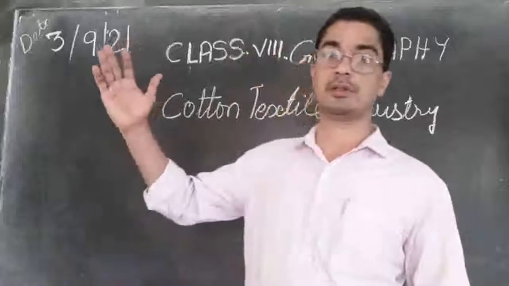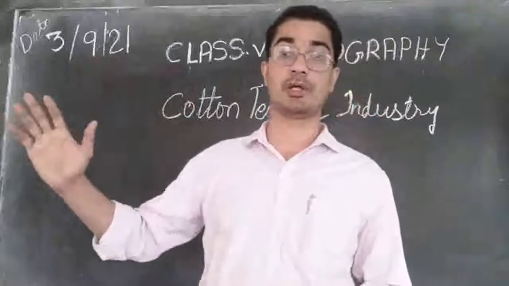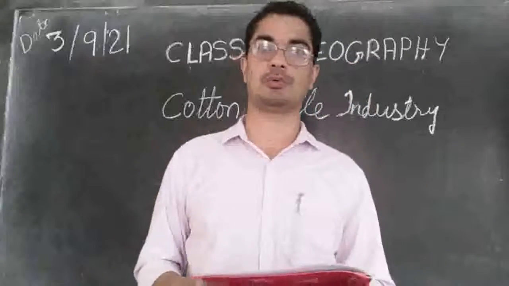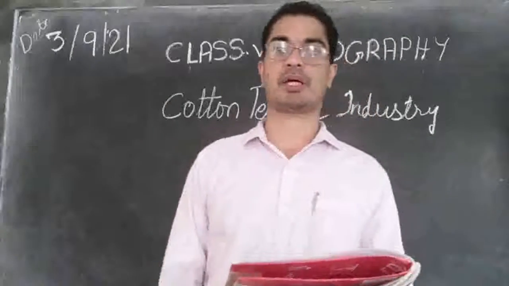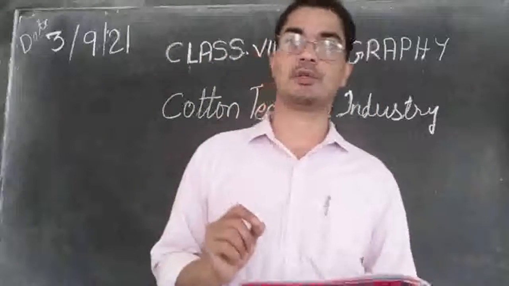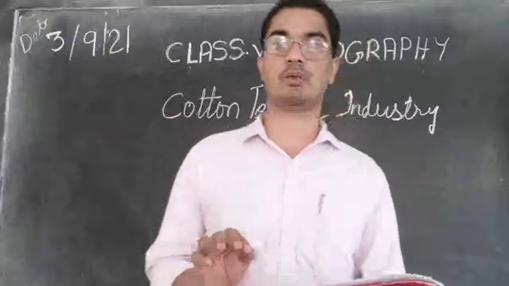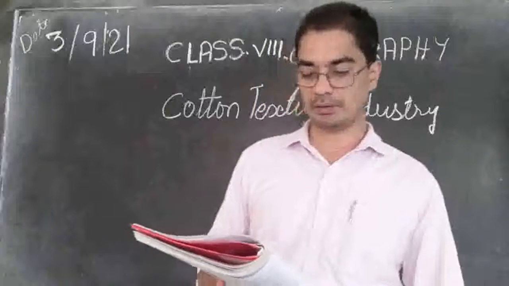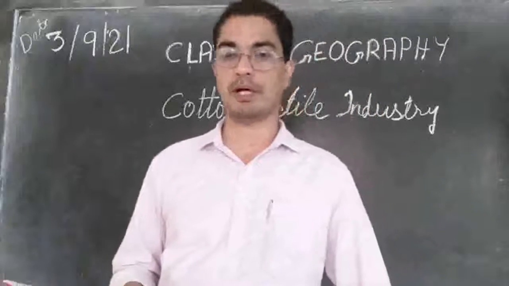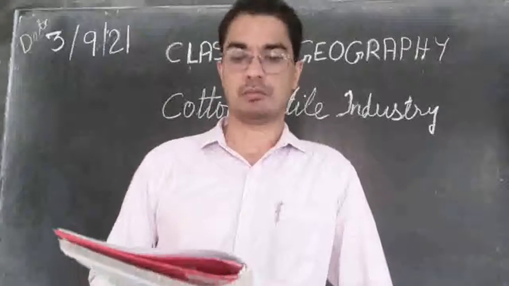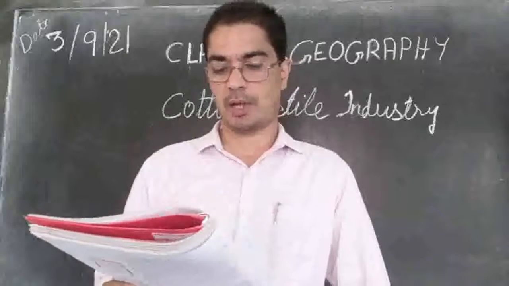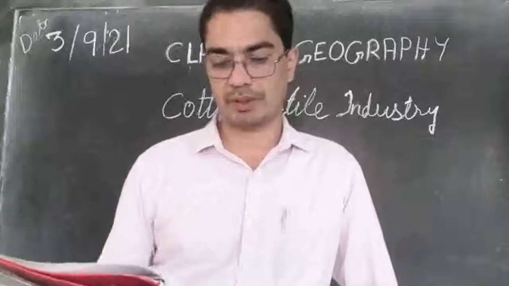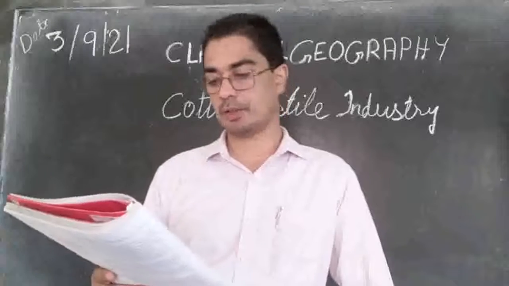In the West, the Industrial Revolution started in the 18th century. But in India, it reached 100 years later. That means we are very slow. So it was in Mumbai that the first mechanized mill started. You can underline when the first mechanized mill was established in India and where. So it was in 1854 in Mumbai.